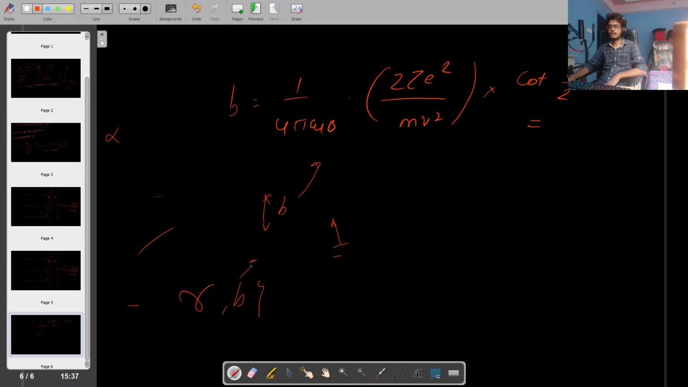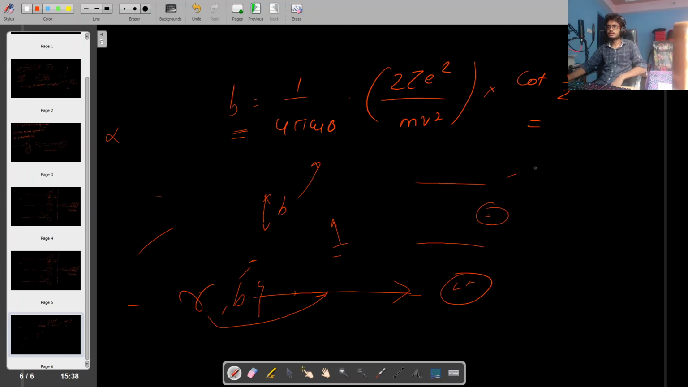So B is when head-on collision is not happening. B is when the alpha particle is not coming straight into the nucleus of the atom. R, the distance of closest approach, happens when there is a head-on impact. Head-on impact means the alpha particle is coming straight into the nucleus of the atom. But the impact parameter B happens when head-on impact is not happening. So it is going above or below the nucleus.